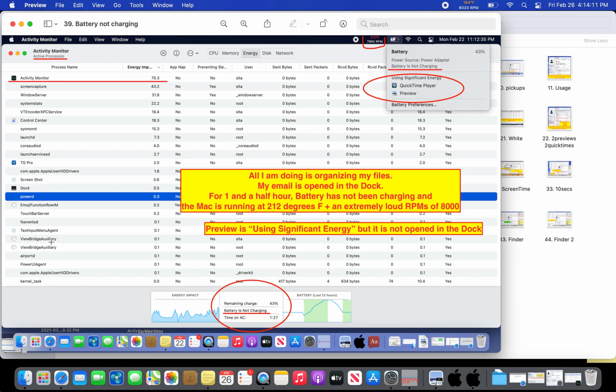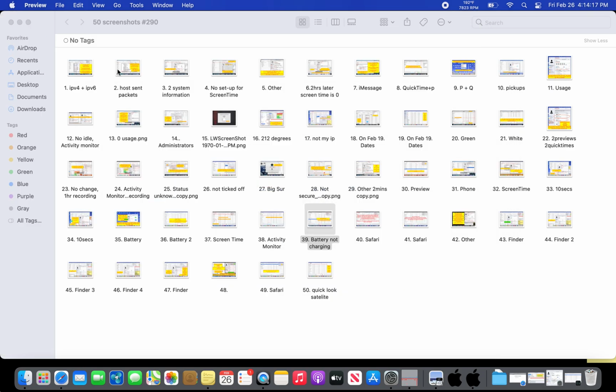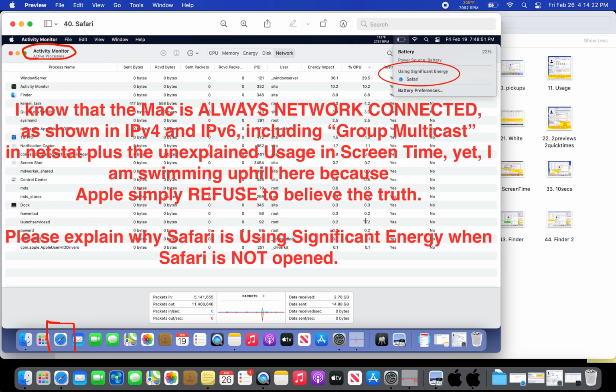What does that do, ViewBridge Auxiliary? I don't know. There are literally millions of processes. I don't know either. Yeah, that's fine. We'll move on. We'll stick to the important ones like screen time.